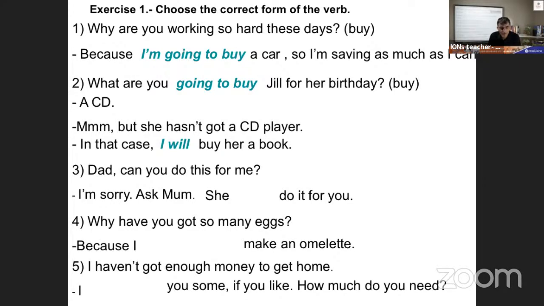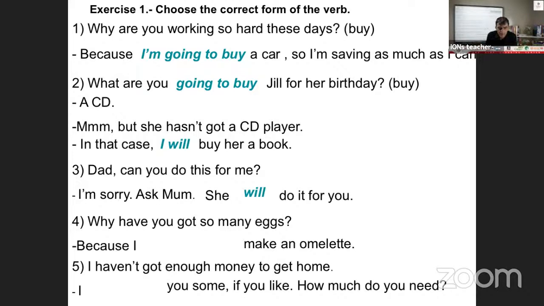Dad, can you do this for me? Oh, sorry. That's mom. She will. Absolutely agree. She will do it for you. You see, it's now. We're making decisions as we are speaking. I don't know. Ask mom. She will do it for you. Yeah. And mom. Classical example. You say somebody else will do it. Sorry, busy.